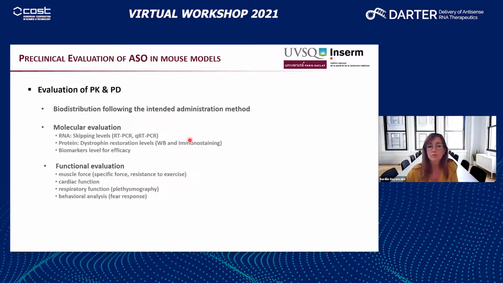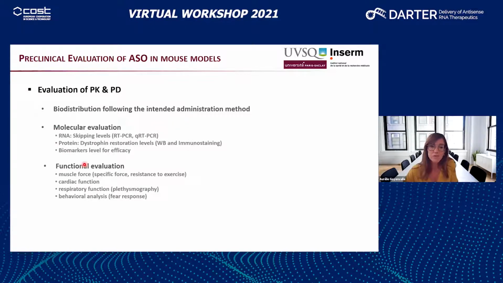What you want to achieve using an animal model, and especially a mouse model, is to be able to evaluate the pharmacokinetics of your compound in vivo, assuming that you have already proven that in cells it's working. You want to see its biodistribution, and you want to see the pharmacodynamics, so the efficacy. So biodistribution, generally following the intended administration method. So for Duchenne, it is generally systemic, either intravenous or subcutaneous.